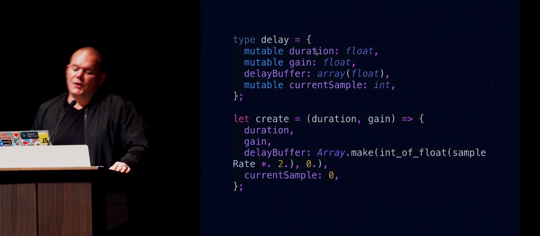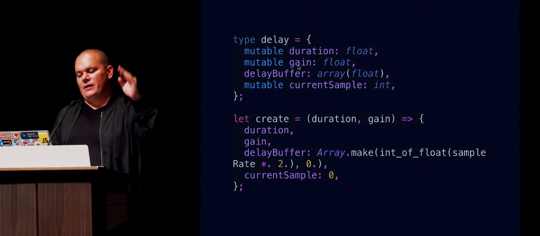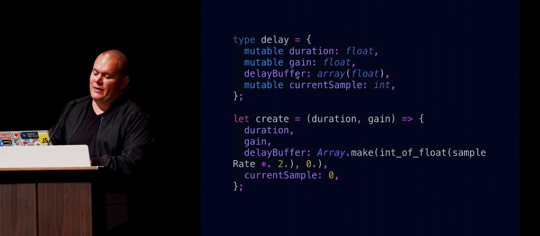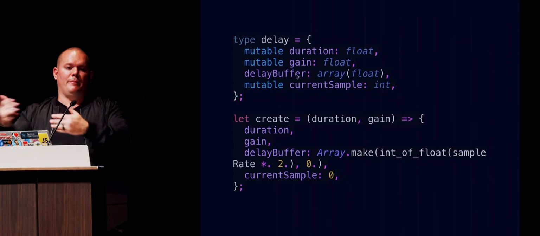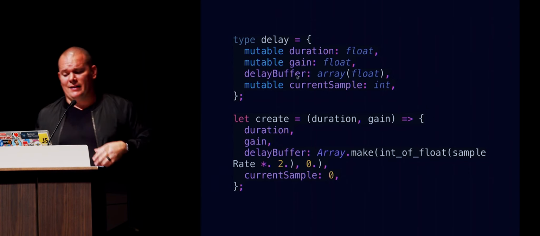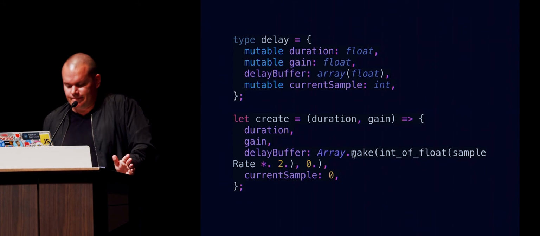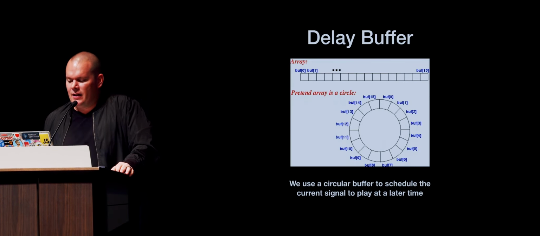So here we have our duration, which is going to be the time it's going to take for the echo to start. We're going to have our gain, which is going to be the volume of the echo. We have a delay buffer, so we have to create a parallel buffer to our current buffer, and that's where we're going to store that delay. We create this array here where we're going to store our stuff adjacent to the current buffer.